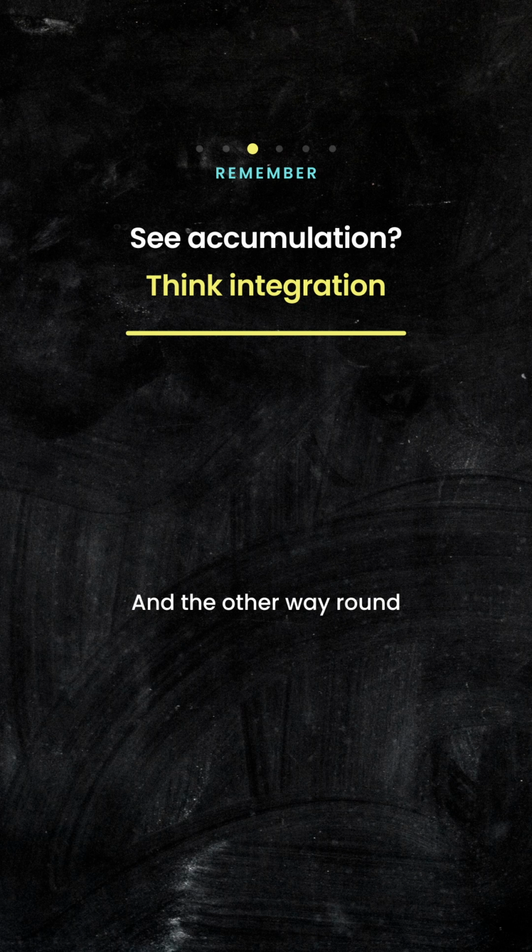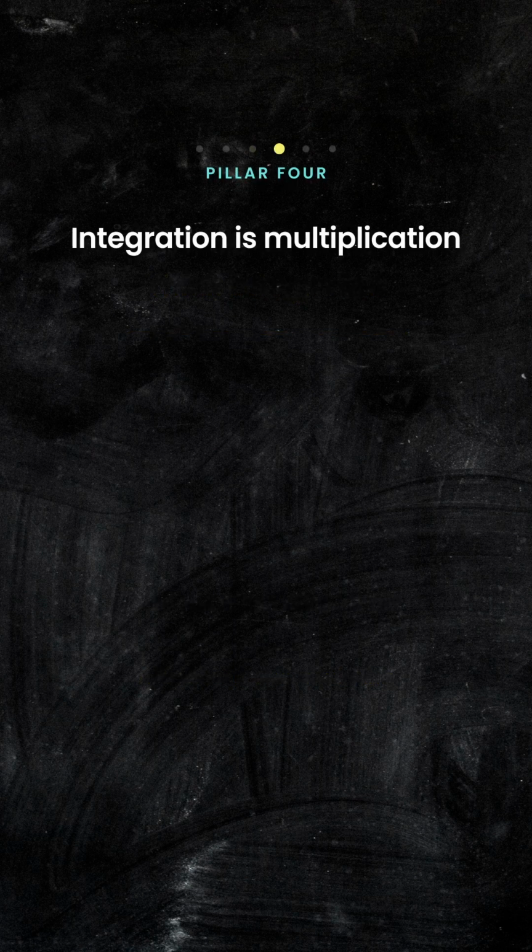So, if we see accumulations, integration should come to mind, and vice versa. If we see the integration process, we should ask what things are accumulating that we're calculating. The fourth point is integration, an evolved form of multiplication.